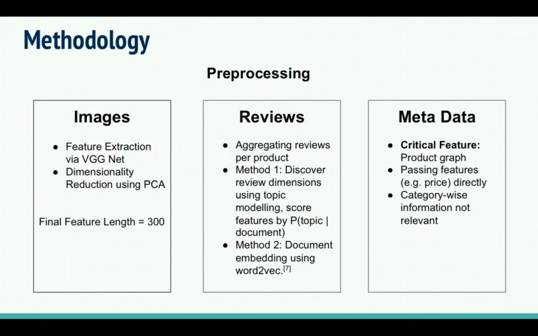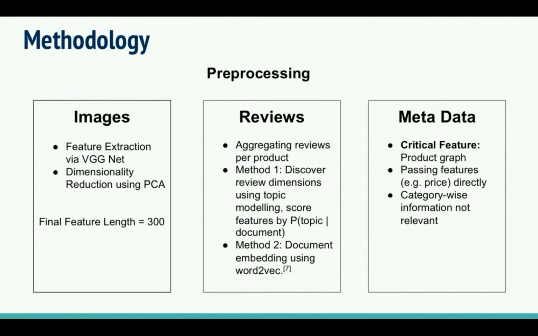Moving on to metadata, the most critical feature that we obtain from our metadata is the product graph. This has many different relationships between products, such as products that were viewed together, products that were bought together, products that are similar in category, etc. So we have 4 different relationships between the products that we finally use to learn our embeddings as well.